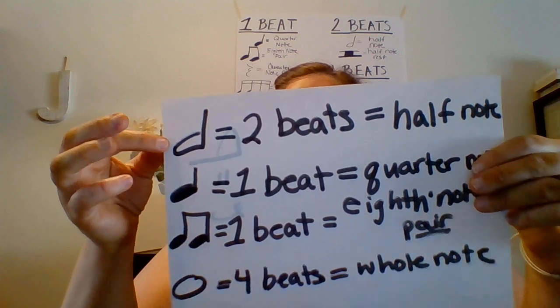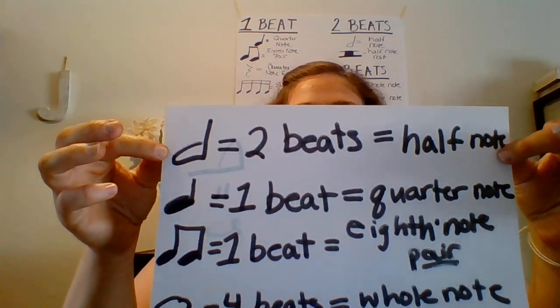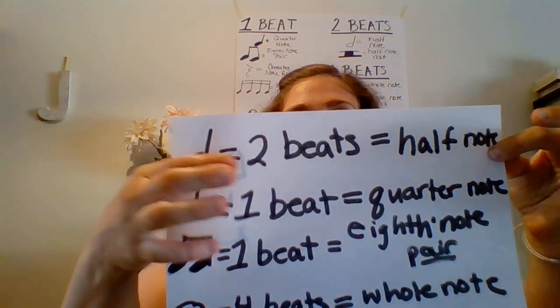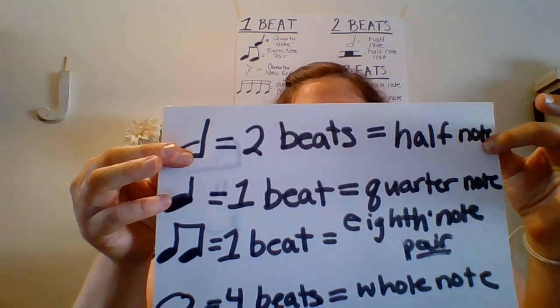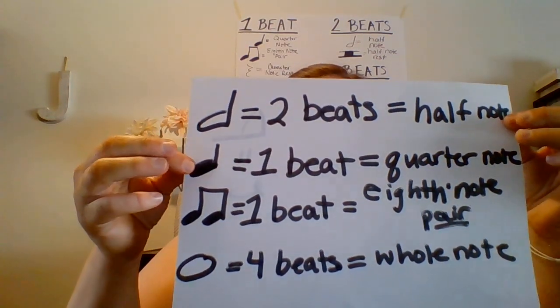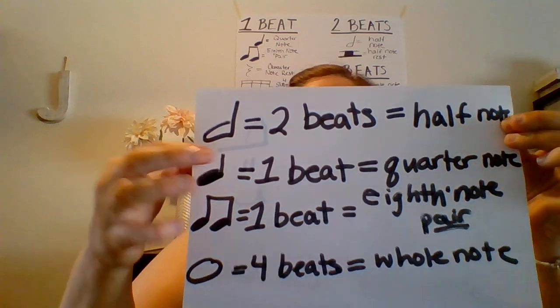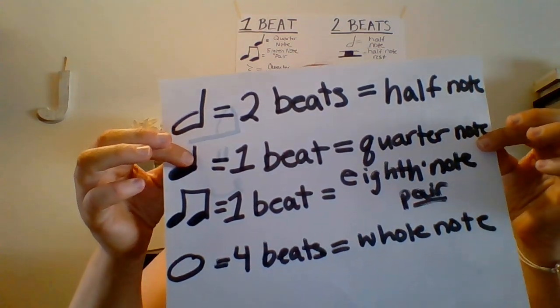So our first one we're going to review is our half note. Our half note looks like this. It's 2 beats and it is called a half note. Our second one is a quarter note. A quarter note is worth 1 beat.